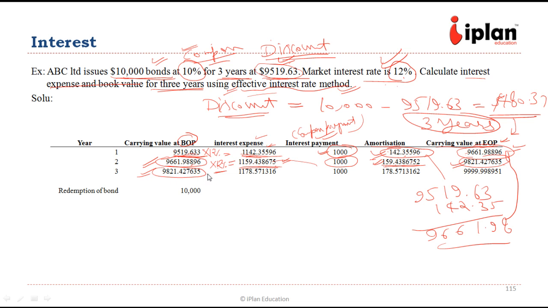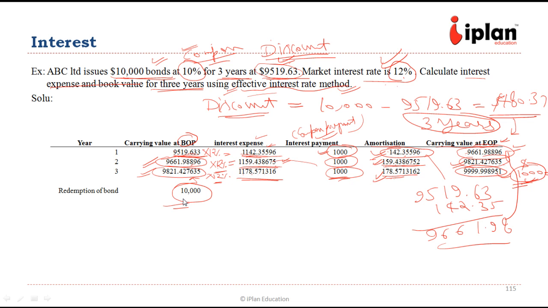Again, the same story. For third year, we calculate the interest expense as 12% market rate, which is more than 1000, which was coupon payment. So 178.57 is the difference that has to be amortized. And if we add this value to our carrying value in the beginning of the period, we get this number, which is nothing but $10,000, the par value of the bond. So in the end, we reach this number after amortization for 3 years. So the bond will be redeemed at this number, 10,000.